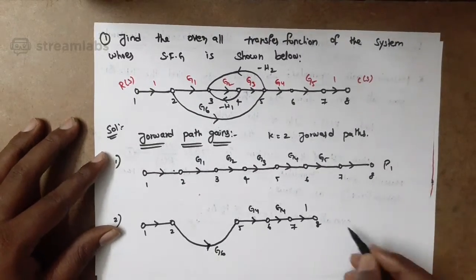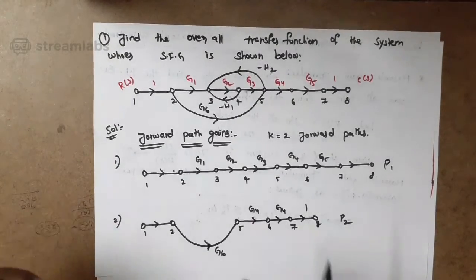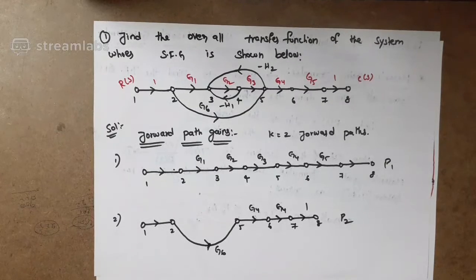Let these forward paths be P1 and P2. So we have totally 2 forward paths.